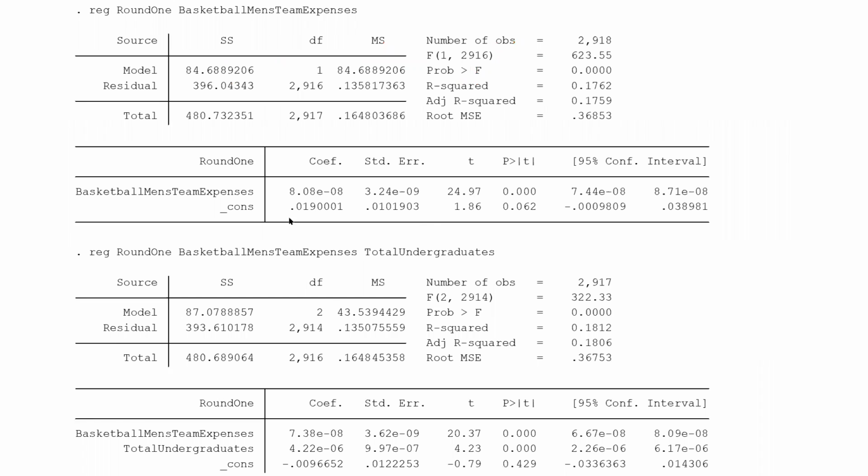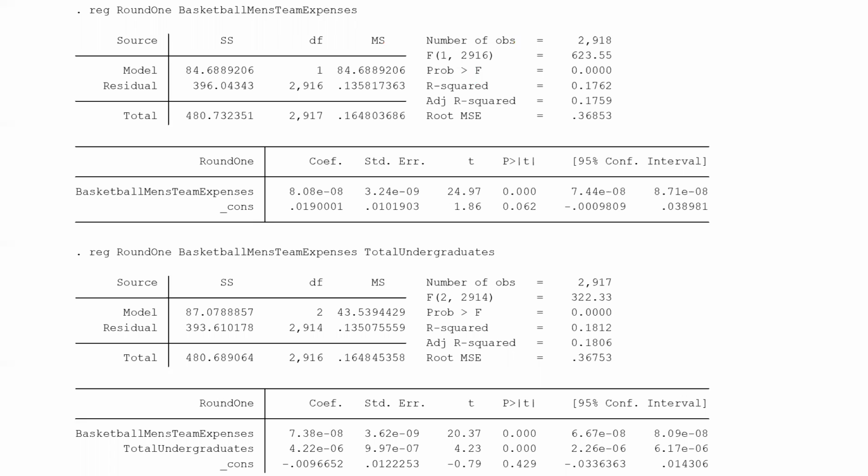I can skip that. We can see, if I run that naive regression, and this is different than Excel output, it still shows us the same things, right? It's giving us our R squared up here. So we're explaining 17% of the variation in whether or not a university team makes that NCAA tournament just from looking at their basketball expenses. And that makes sense, right?